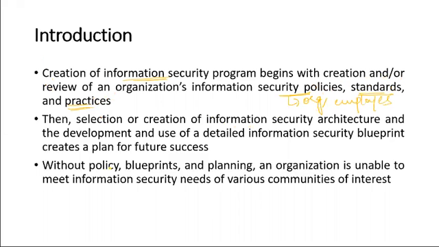The next point is the selection or creation of information security architecture and the development and use of a detailed information security blueprint. They create the plan for future success. So here we know what different things need to be followed for the implementation of the information security program. Whenever you're selecting a security policy or creating information security architecture, you need to have a detailed information security blueprint. That is, you need to know where different securities are implemented, what modules are safe, and where the risk is more.